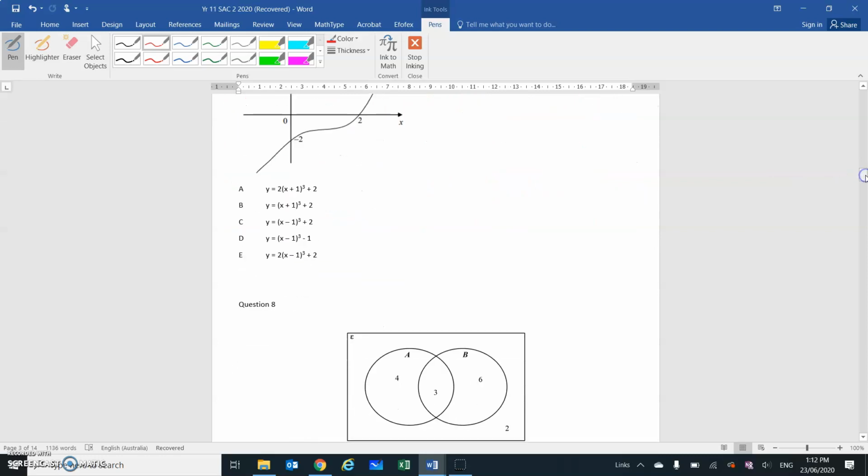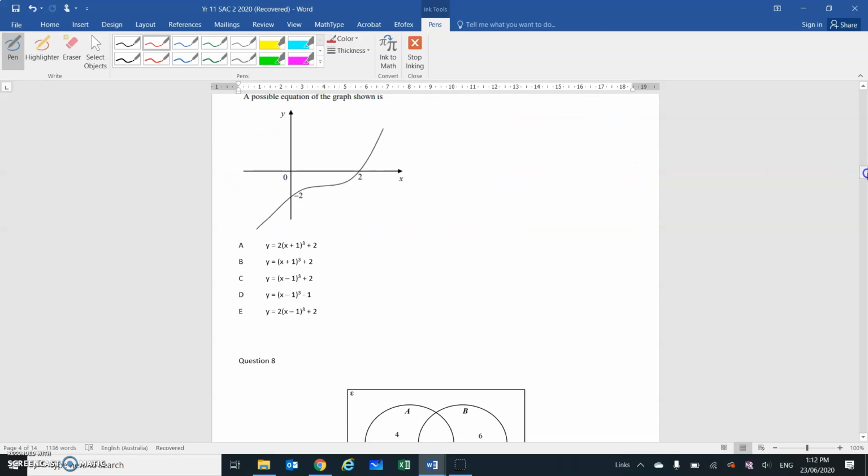Okay, question 7. All right, so here we have a cubic graph. It has a point of inflection. You can see that by the graph, but you can also see that by all the options that you're given as well. You can clearly see that this point here has to be positive. Didn't disappear. Keeps appearing. Okay. Let's just leave it. And that point there is positive.